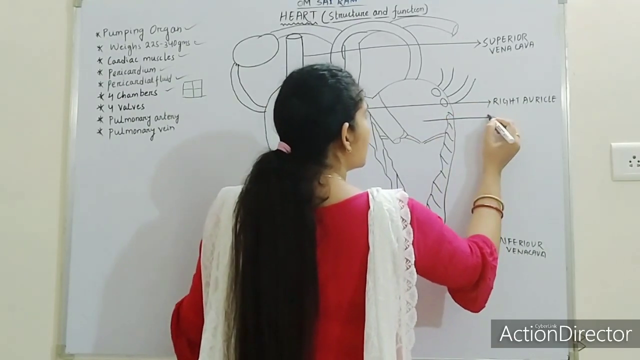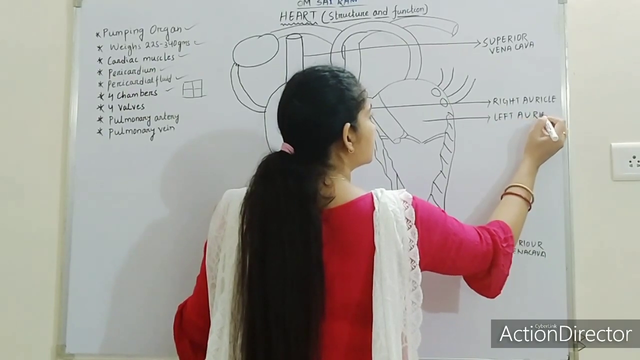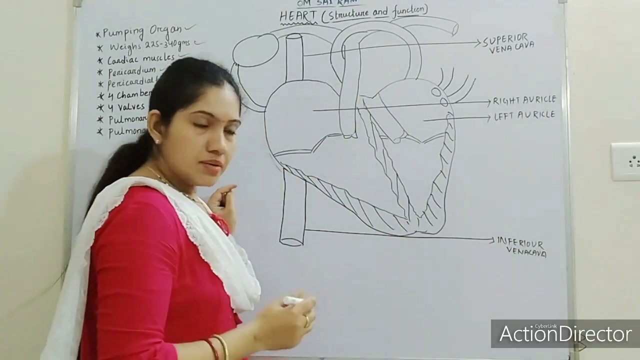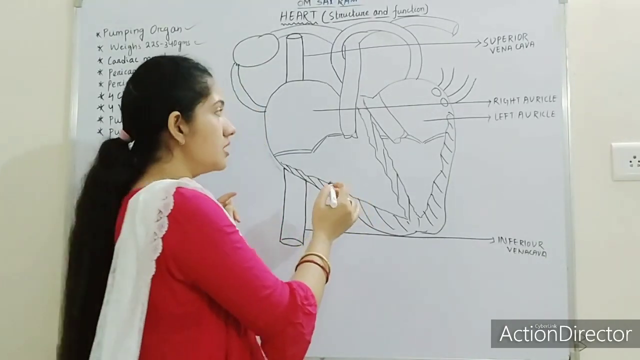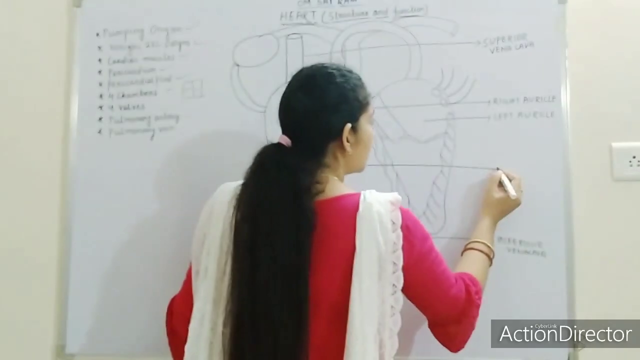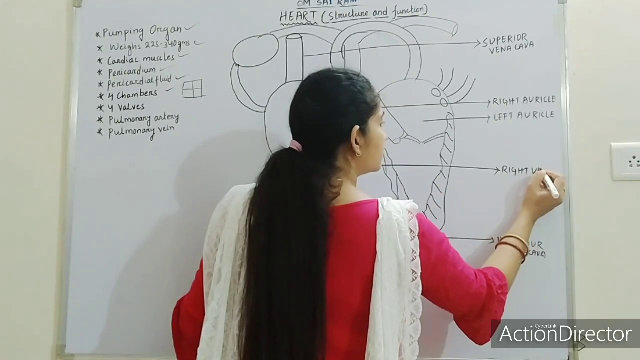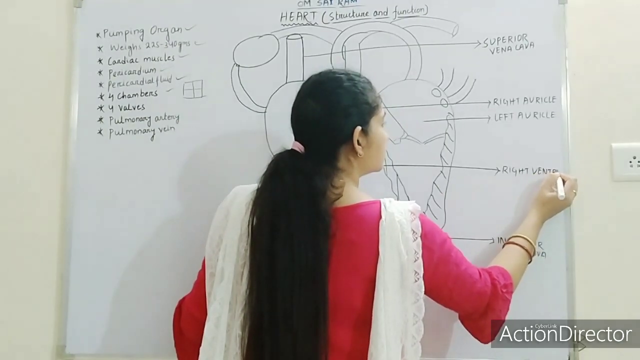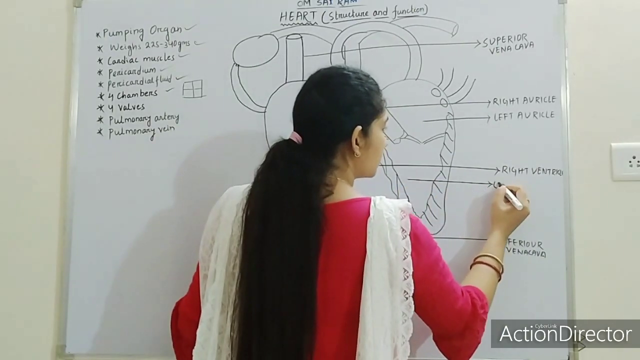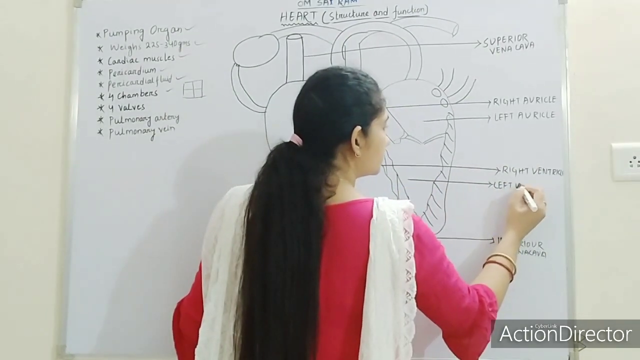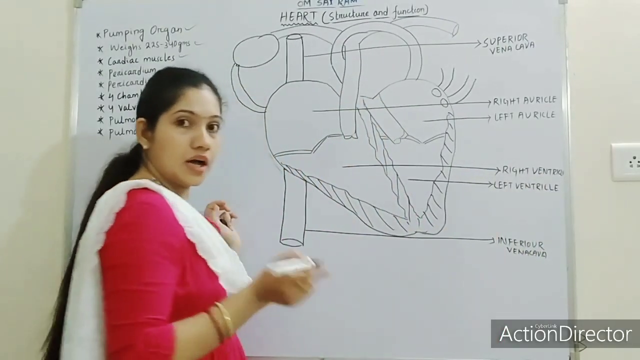And this one is left auricle. Okay, the same, the lower two chambers are called ventricles. So this one is towards the right hand side, so we can write right ventricle. Okay, right ventricle and left ventricle. Got it?